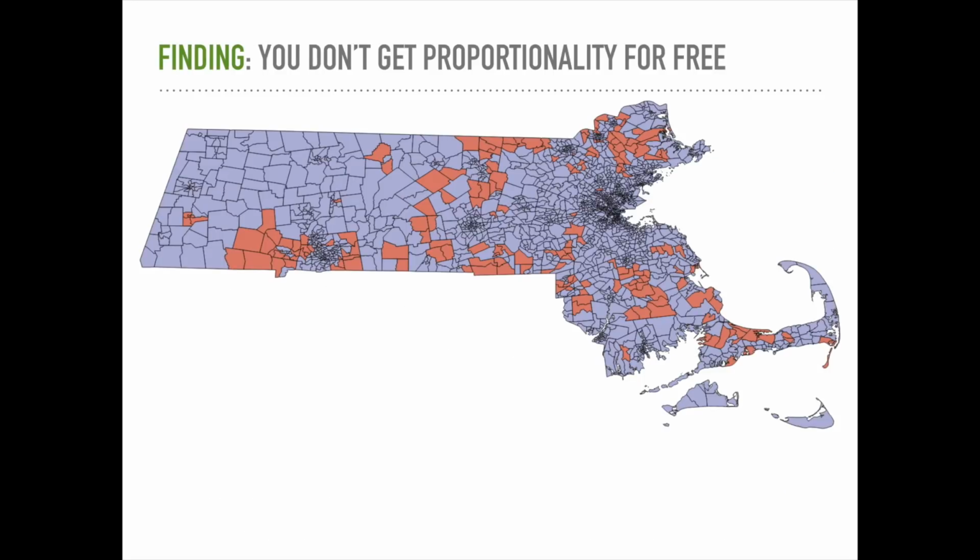Okay, before I get back to that, let me talk about some research findings that are enabled by this math model. One of them I'll try to illustrate on our home state of Massachusetts. And the finding is you don't get proportionality for free. Before I explain this picture, let me just say out loud what I mean.